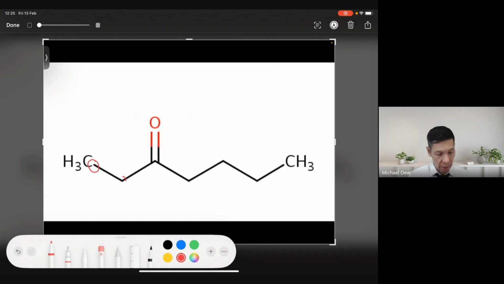We'll start on the left. We've got another carbon here. Then we have another carbon there, a 3rd carbon, and the 4th carbon's here. 5th carbon, 6 carbons, and then a 7th carbon. So we've got 7 carbons here.